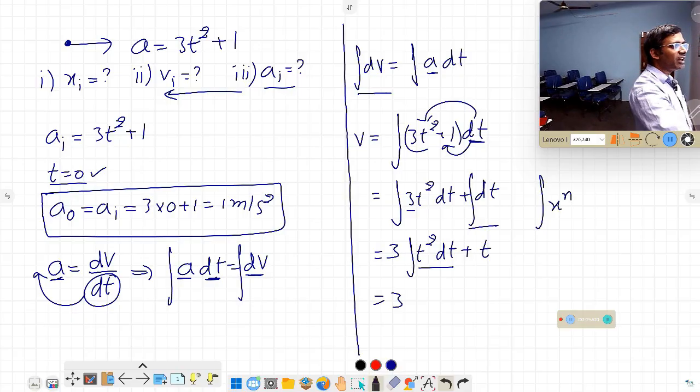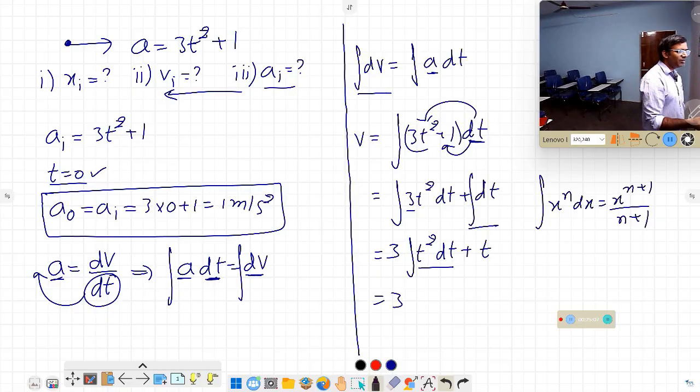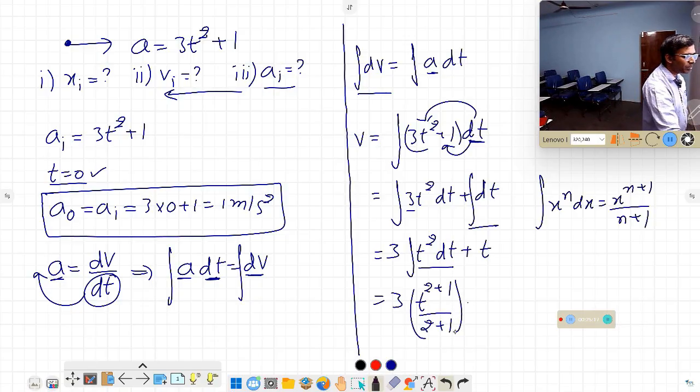Integral x power n dx is equal to x power n plus 1 by n plus 1, that is the formula. Apply this one. In the place of x we have t, in the place of n we have 2. So if you apply here t power 2 plus 1 by 2 plus 1, you get the answer. Plus t. So integral dt is equal to t you get. Yes, sir, already we just got that one.